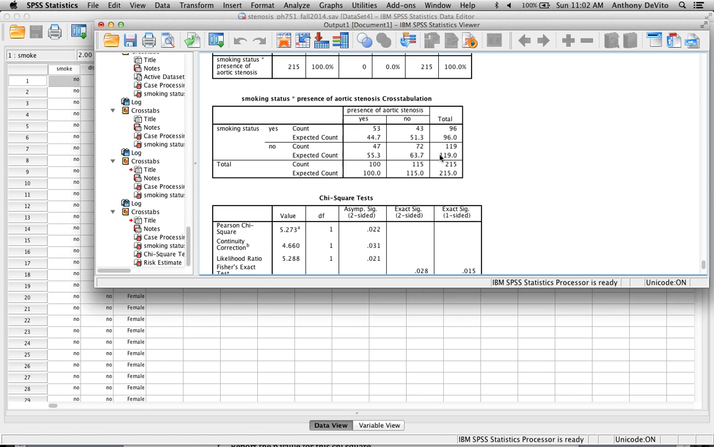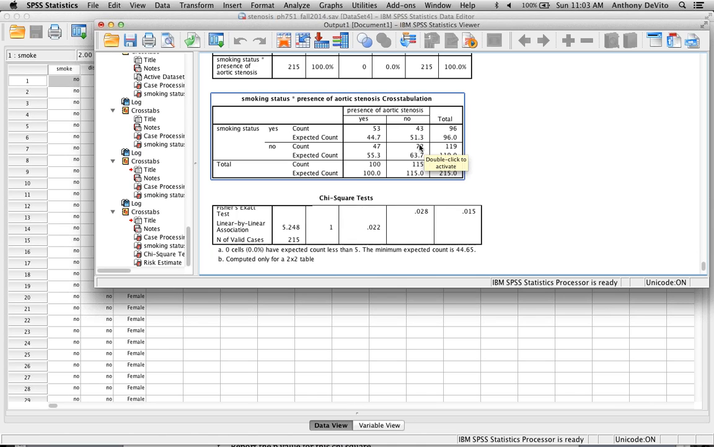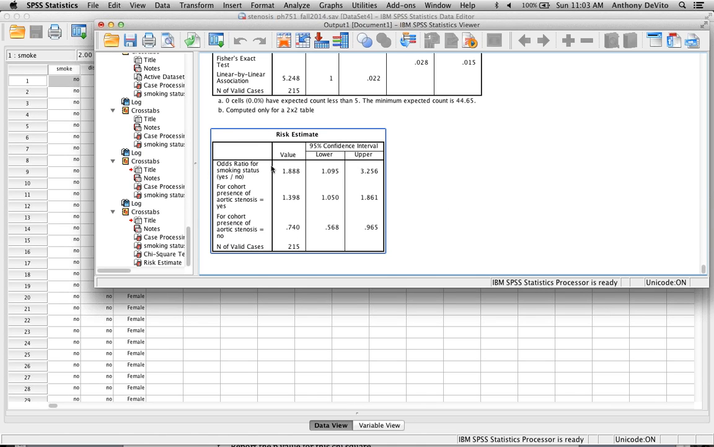If there's no difference between smokers and non-smokers, I would expect the odds to be the same for smokers and the odds to be the same for non-smokers. So I would expect the odds for smokers divided by the odds for non-smokers, the odds ratio, to be 1 if there's no difference between the two. So we want to see if that difference, 1.88, almost twice the odds for smokers, is real or just due to chance.